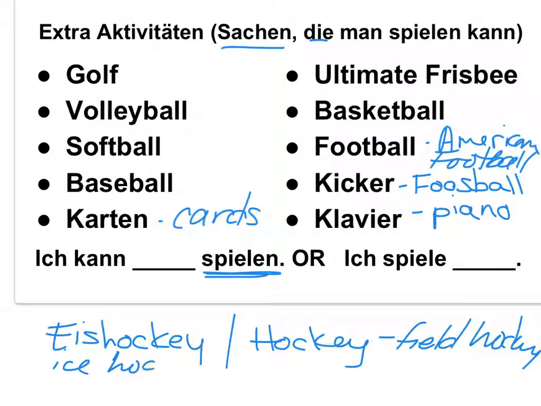So you need to make sure you're obvious there. Okay. So how would you say I can play basketball? Ich kann Basketball spielen. Okay, everybody. Ich kann Basketball spielen. How about I do play basketball? How would you say that?